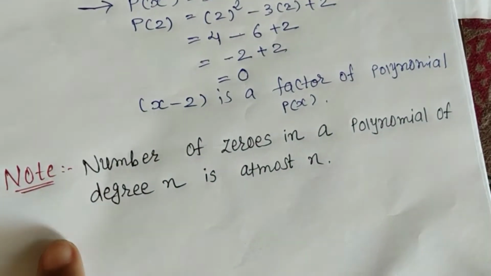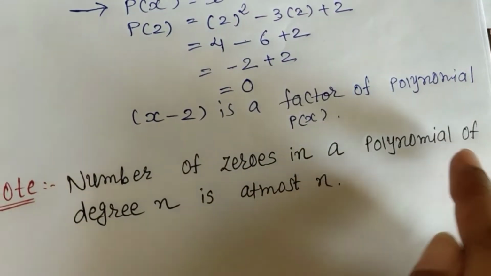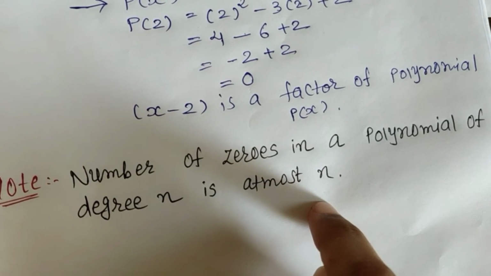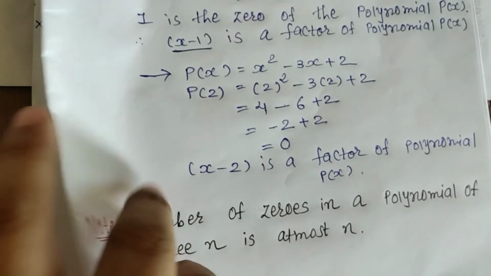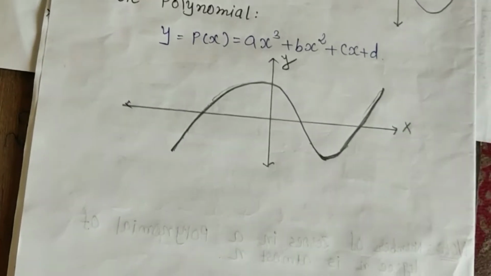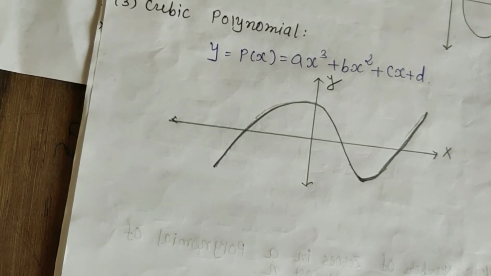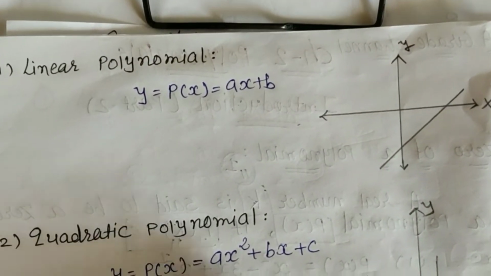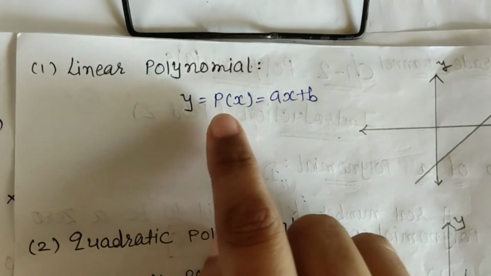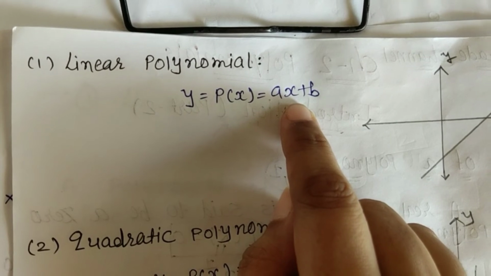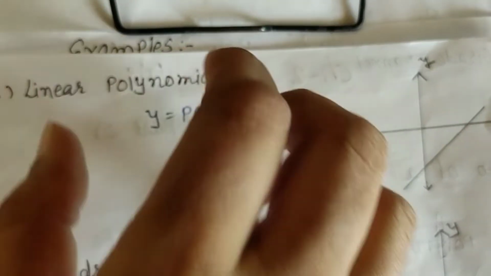So please remember this note. Number of zeros in a polynomial of degree n is at most n. Now let us take another example of this note. First of all, I have already taken a linear polynomial. Y is equal to p of x is equal to ax plus b. This is the general form of a linear polynomial.